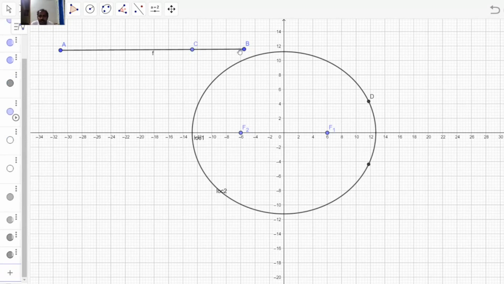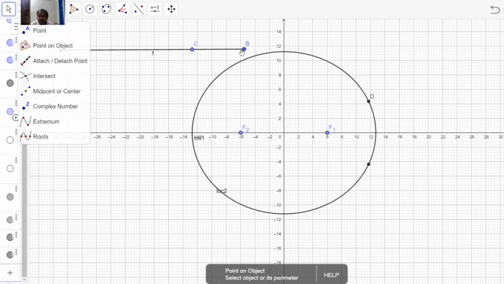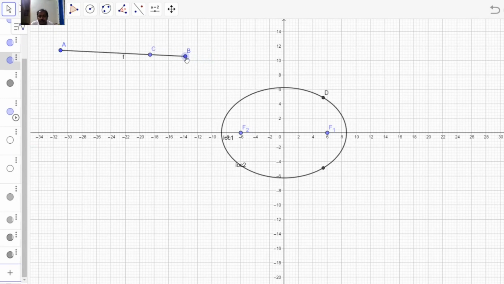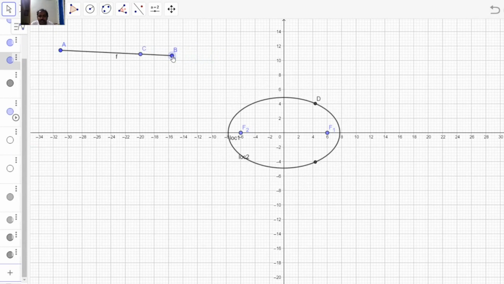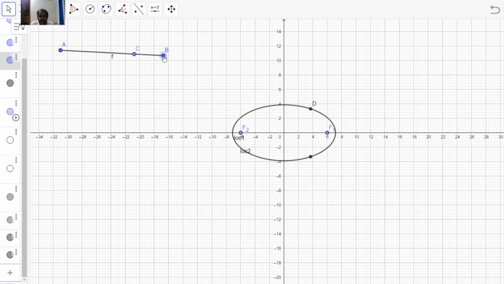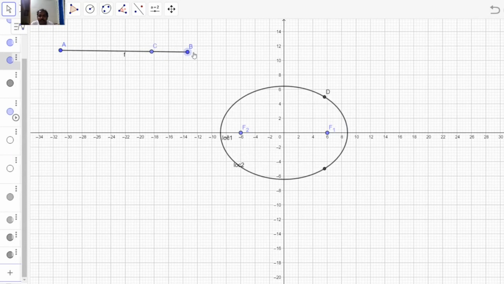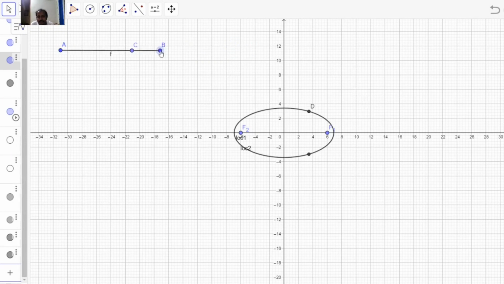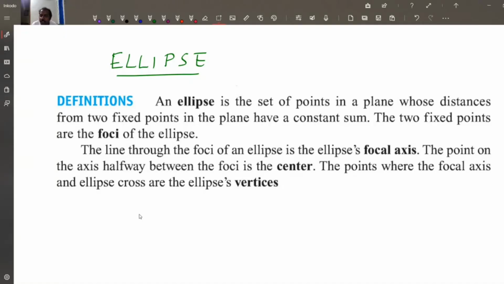Now if we decrease the length of AB, that is, we decrease the sum of the distances from the two points, then you can see that the ellipse is formed like this. And if we increase the sum of the distances, you will get an ellipse in this way. Suppose we decrease the sum of the distances of the point D from F1 and F2, we will get an ellipse like this. And now we can define an ellipse.